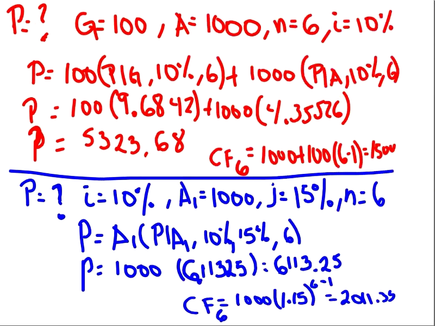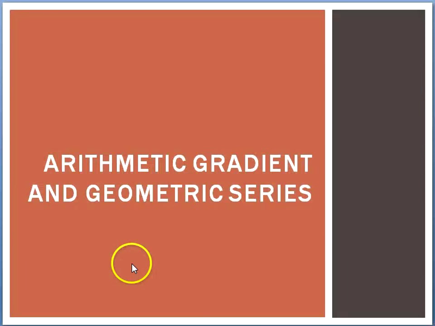Additional computations that we can obtain are the cash flow at any particular time. For instance, for the cash flow in the last period with a gradient, we have 1000 plus 100 times (6 minus 1). That would give us the cash flow at t equals 6, which is 1500. And in the case of the cash flow for the geometric series, the last one at t equals 6 would be 1000 times 1.15 to the 6 minus 1, which would be 2011.35. So this was the theory on arithmetic gradients and geometric series. Check the other videos for more sample problems.